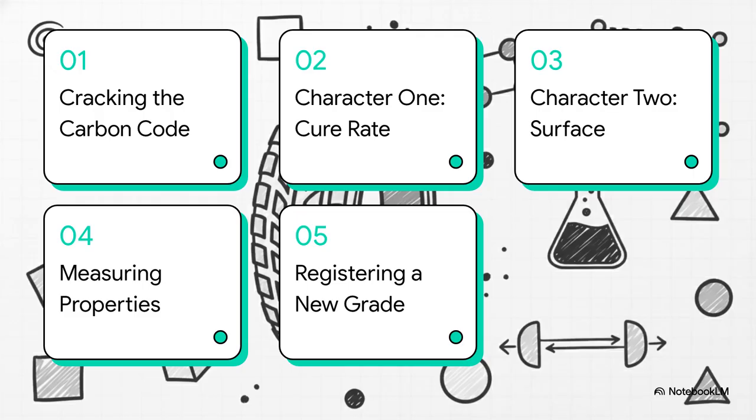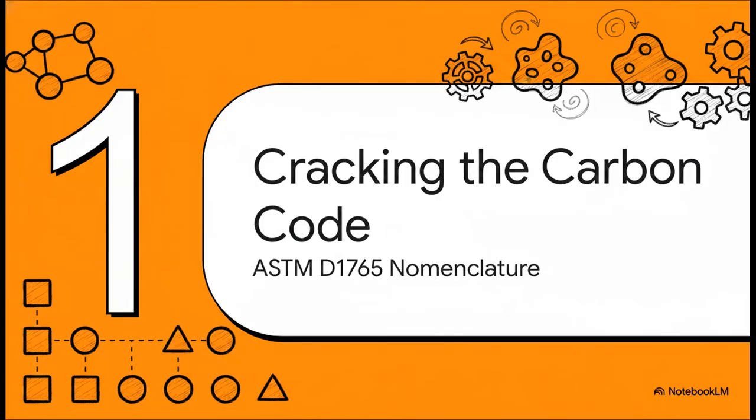Section 1, Cracking the Carbon Code. Section 2, Character 1, Cure Rate. Section 3, Character 2, Surface Area. Section 4, Measuring Carbon Black Properties. And finally, Section 5, Registering a New Grade.